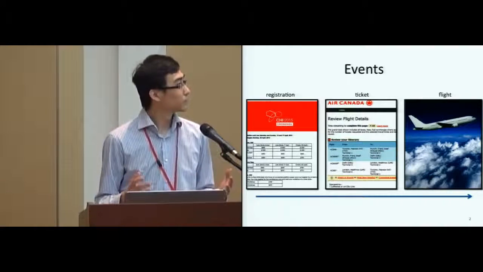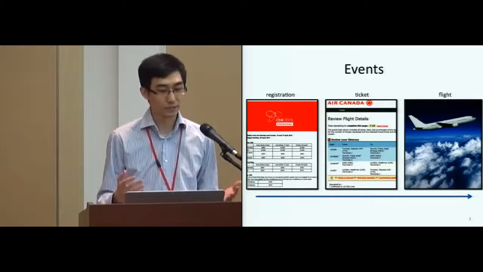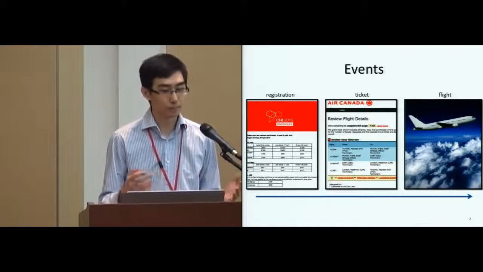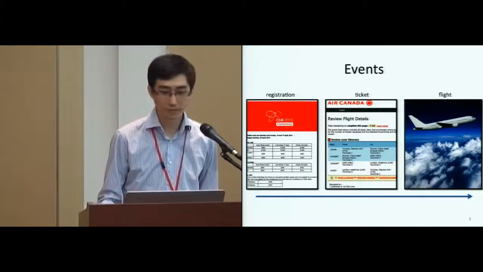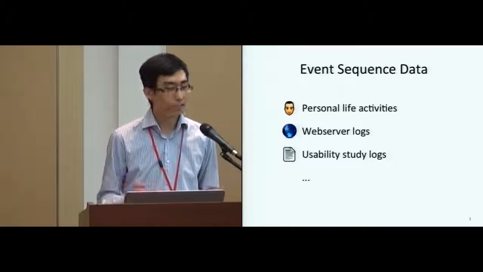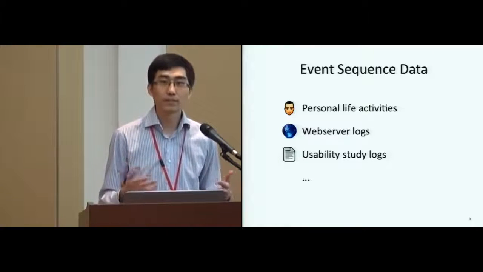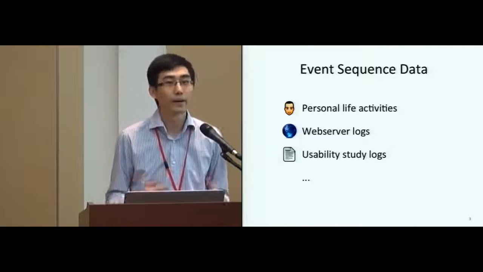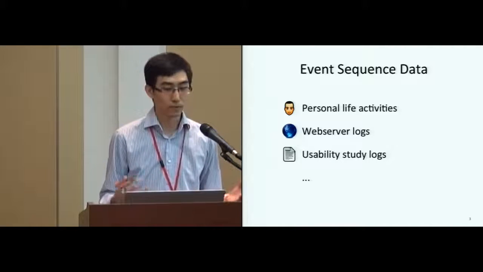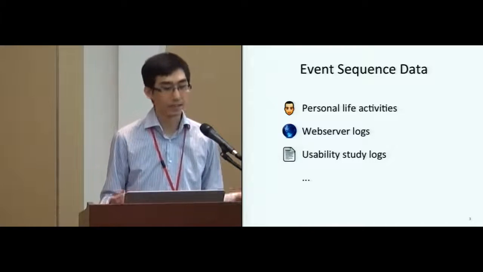So, for example, to attend Kai, I need to register online and then purchase my ticket and fly here. So we call that an event sequence. And in fact, in addition to personal life activities, event sequence data is ubiquitous in many application domains, such as web server logs and usability study logs.